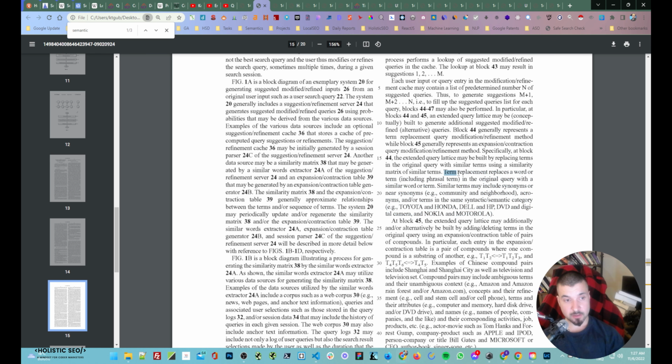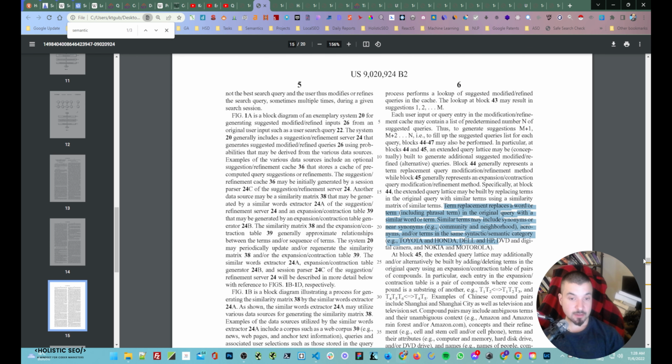Let me read this part. Term replacement replaces a word or term, including a phrasal term, in the original query with a similar word or term. Similar terms may include synonyms or near synonyms, which is a new concept from Google, community and neighborhood, acronyms, and terms in the same syntactic or semantic category. This one here is important for understanding the entity type or same type of classes.